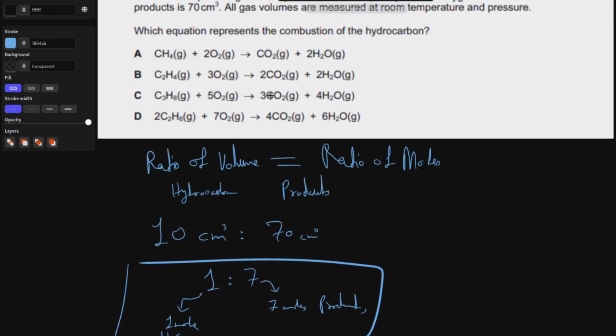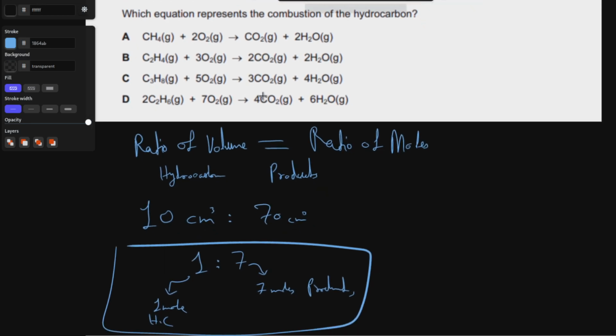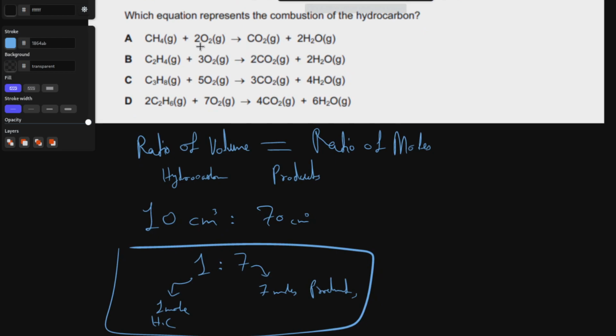And the equation that does satisfy this understanding, let's keep that in mind. Let's find out which equation that would be. So here is our hydrocarbon. There is 1 mole of hydrocarbon there, 1 mole of hydrocarbon there, 1 mole of hydrocarbon there, and 2 moles of hydrocarbon right there.